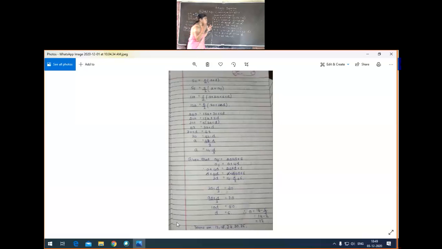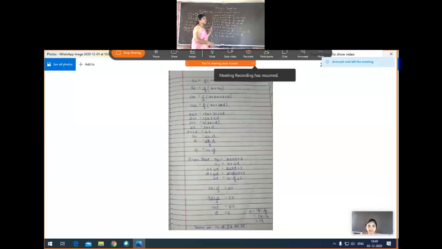How we got first, second, third equation? Just the Pth term, Qth term, Rth term. Like An is equal to A plus (N minus 1) into D. So general form, An is equal to A plus (N minus 1) into D. That type only we have to write for the Pth term, Qth term, Rth term. We have to name them as A, B, C, and we have to call the equations as 1, 2, 3.